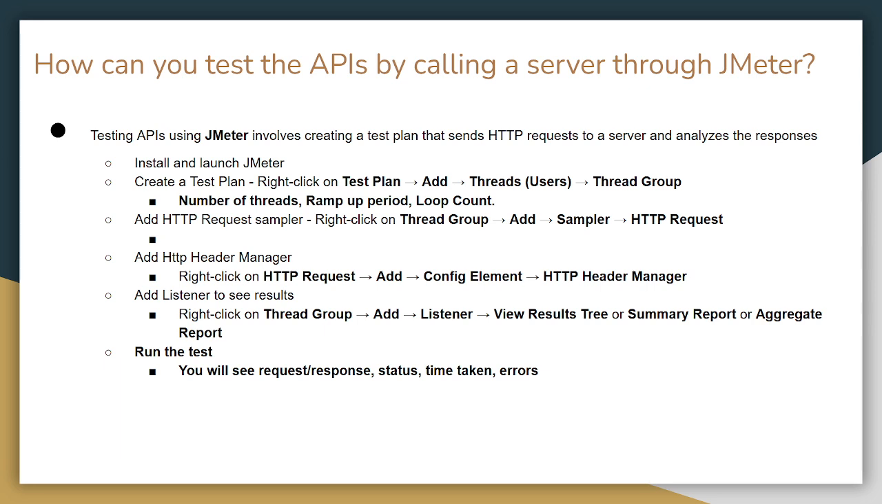Now add an HTTP request sampler. Right click on the thread group, add sampler, HTTP request. Then you can add an HTTP header manager, which is done from the config element. You can add a listener to see the results, such as view results tree, summary report, or aggregate report. Finally, you can run the test to see the status and the number of errors. So these are the normal steps.